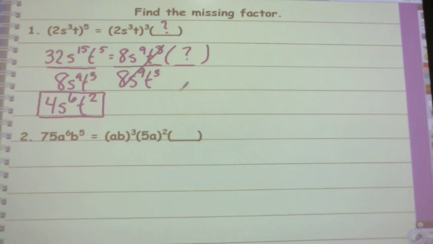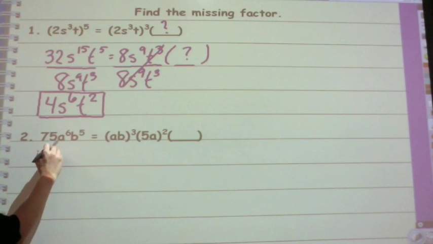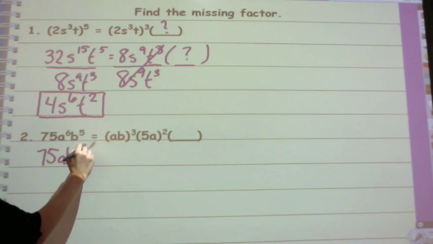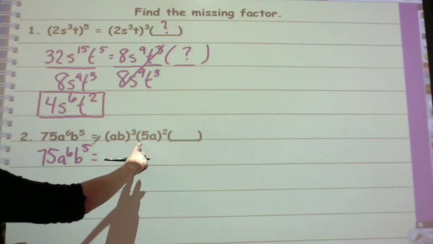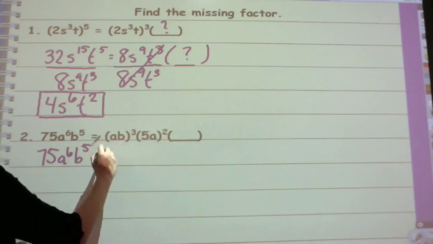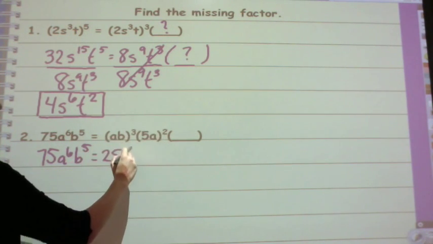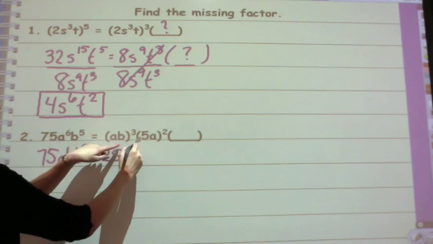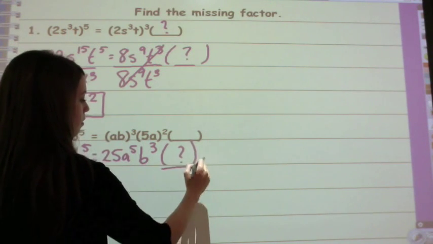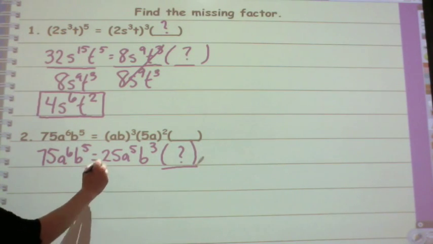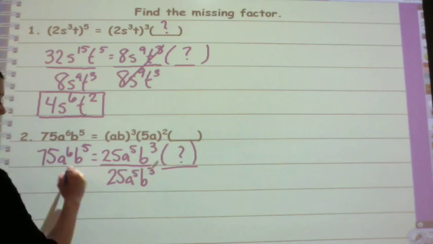So let's look at another one. This one we need to multiply these two together first. So let's see, this is 75a to the 6th b to the 5th equals, here let's go ahead and multiply our coefficients first. So we have 5 squared is 25. a squared times a cubed is a to the 5th. And then this right here would be b cubed times our unknown. Okay, same thing. We want to divide both sides by 25a to the 5th b cubed.